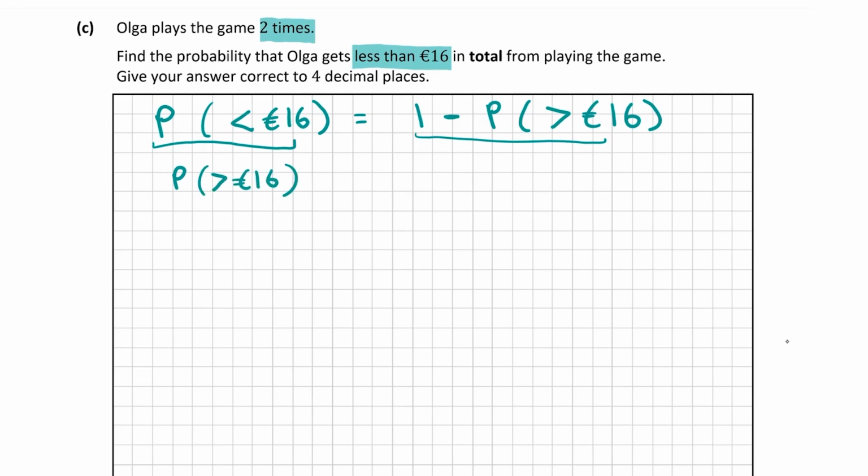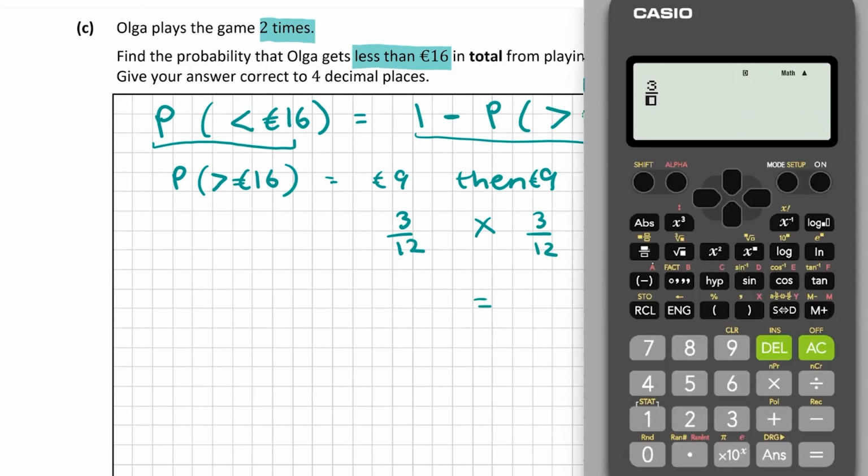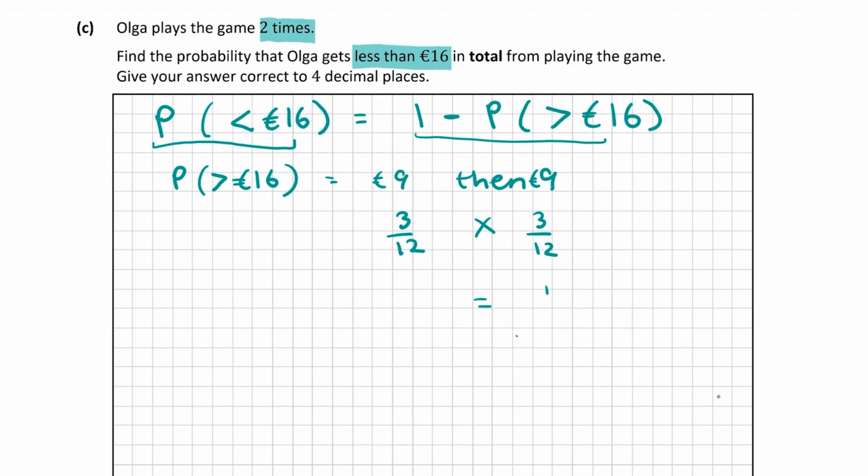That means that she gets 9 and she gets 9. 9 then 9. And what is the probability that she gets 9 each time? We'll remember that is 3/12. So she gets 9 and, so we're multiplying again, 9. Okay? So that is 3/12 multiplied by 3/12, and that gives us 1/16. So that's the probability that she gets greater than 16.